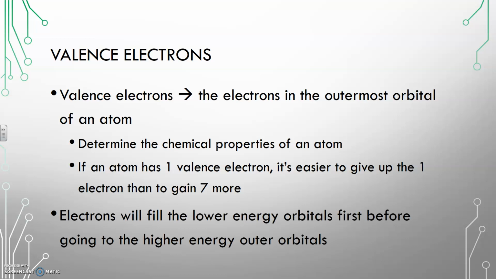Electrons will fill the lower energy orbitals first before going into the higher energy outer orbitals. So you're going to get full inner orbitals before you add anything into outer orbitals.